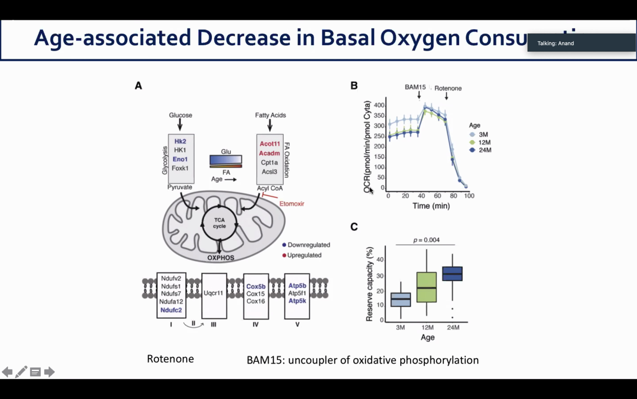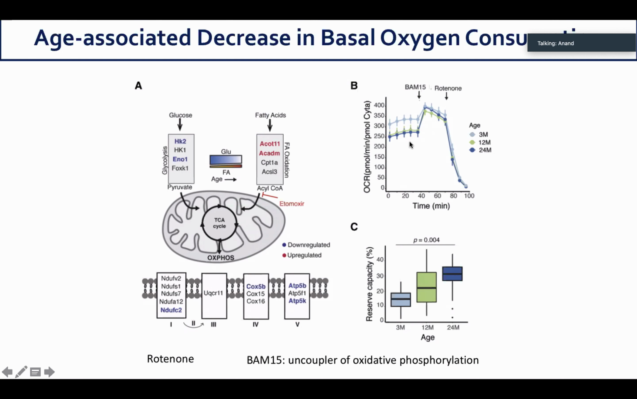And we normalize that OCR, or oxygen consumption rate, with cytochrome A, because you want to make sure that the number of mitochondria is not changing. Okay, the amount of mitochondria is not changing. So you do that, and when you look at 3 months, and at 12 months and 24 months, there's a decrease in OCR. Pretty significant decrease, 15-20%. But the maximum respiration does not seem to change.